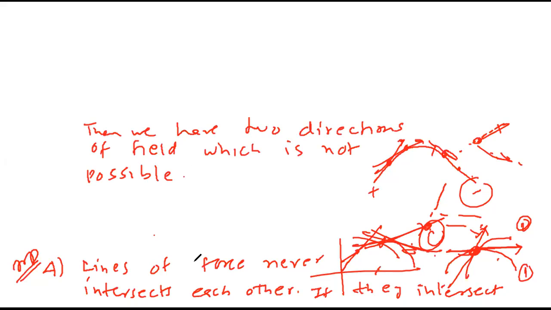Right, fourth point. Lines of force never intersect each other. If they intersect, then we have two directions of field, which is not possible. Okay, done. Yes, sir. Fifth point.